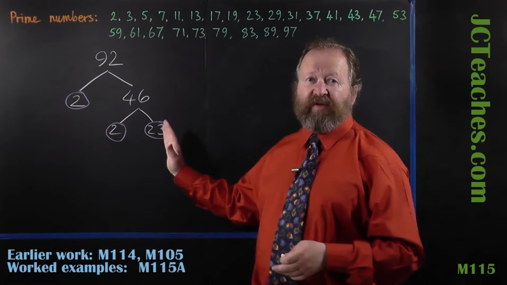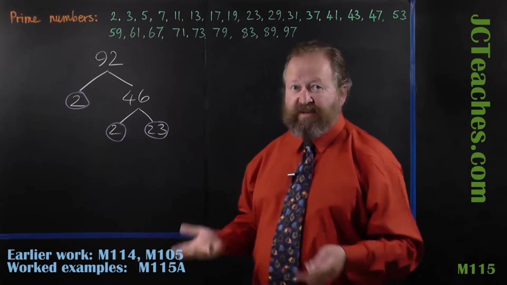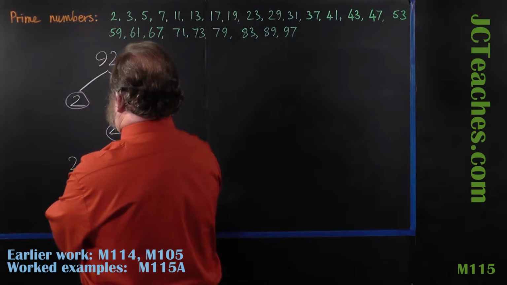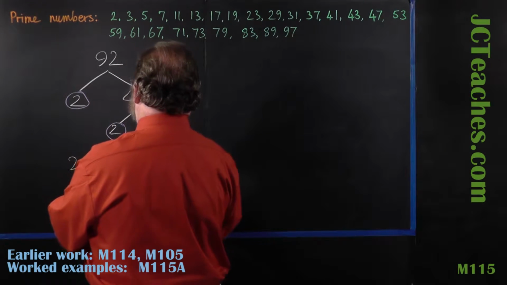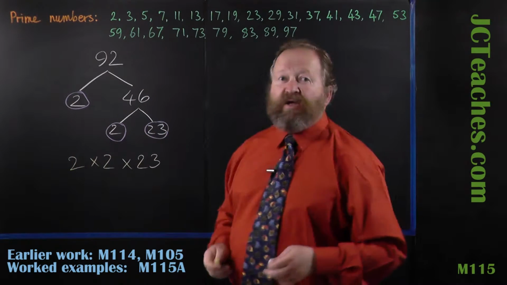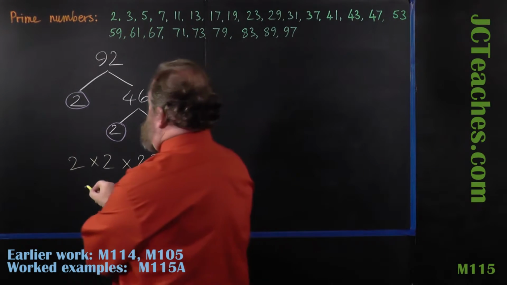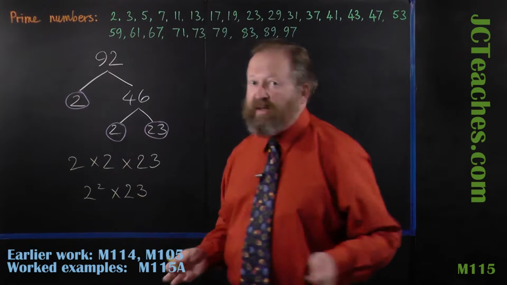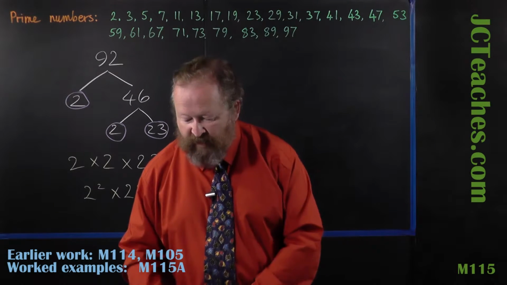We can split this no further. None of these numbers can be split up. So our answers for this one are 2 times 2 times 23. You might occasionally have to express that as 2 squared times 23. Same thing.